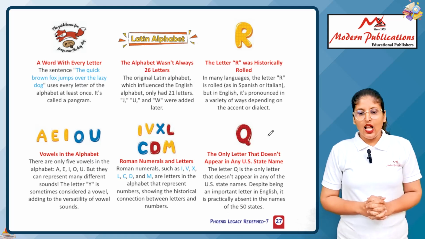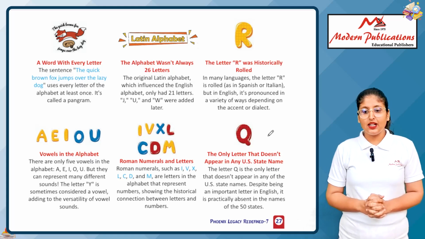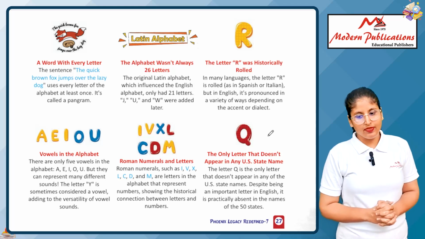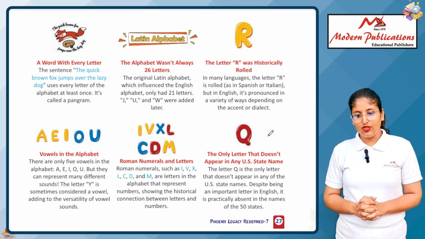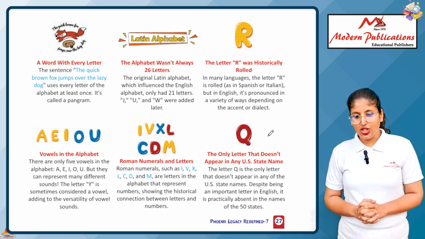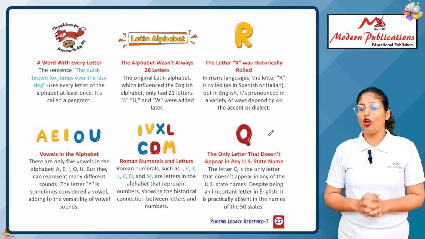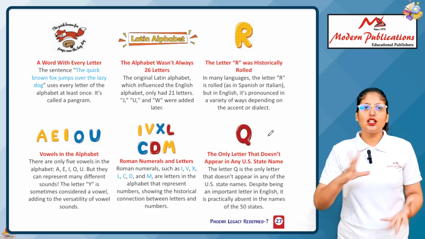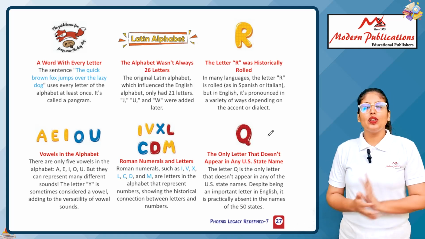And the last one, Q. The only letter that does not appear in any US state name. That is, the letter Q is the only letter that does not appear in any of the US state names. Despite being an important letter in English, it's practically absent in the names of the 50 states of the USA. If you look at the 50 states of the USA, the letter Q is not there.